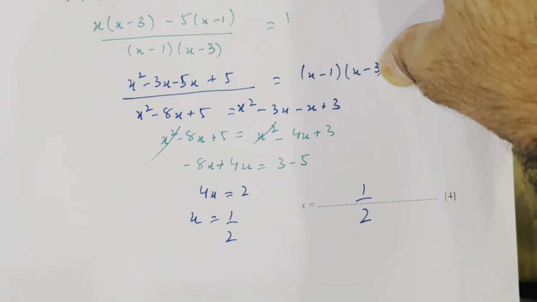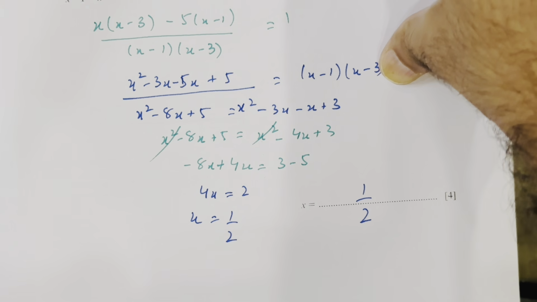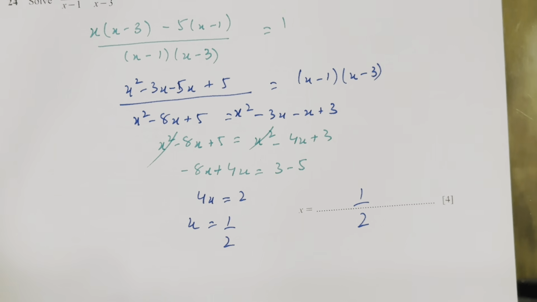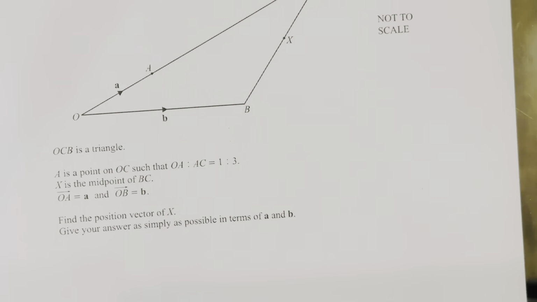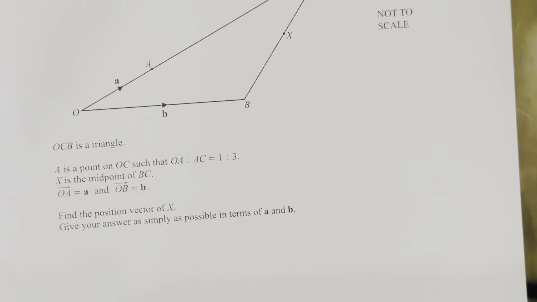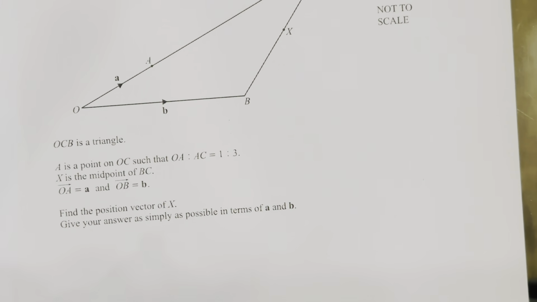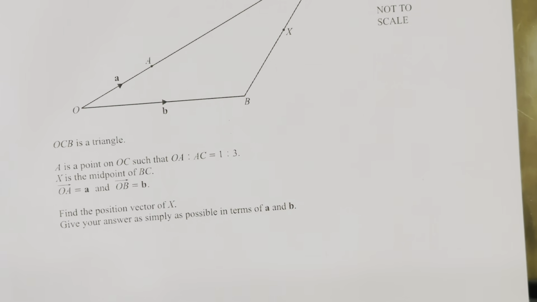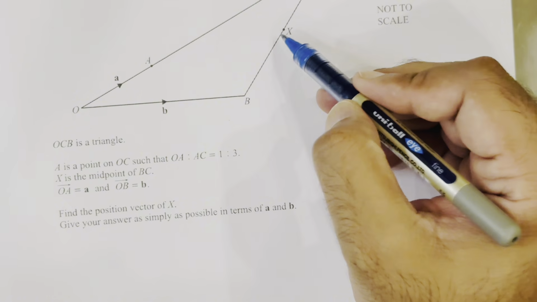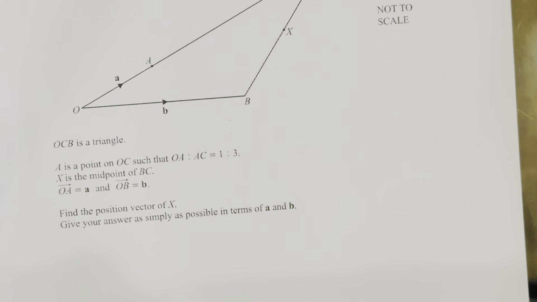Okay, moving to the last question of this paper, question number 25. That is from the topic of vector. Okay, OCB is a triangle. A is a point on OC such that the ratio OA to AC is 1:3. It means the total value is 4. X is the midpoint of BC. This is the midpoint. OA and OB has a value. Find the position vector of X. You need to find the position vector of X.